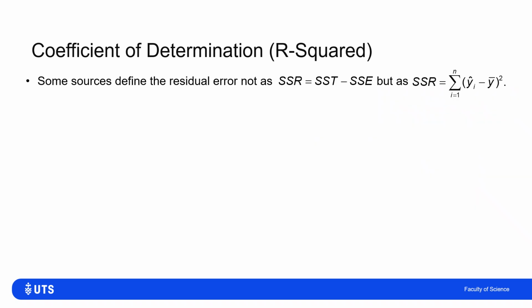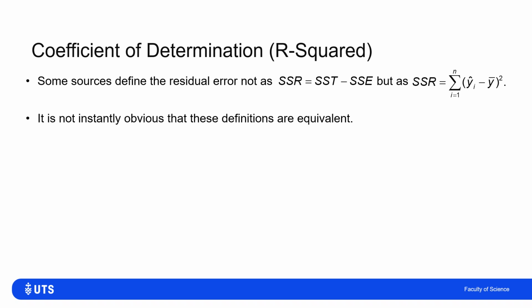Now, one thing I would say is you may see some textbooks or some other sources that define SSR not as the difference between SST and SSE, but as in fact the sum of yi hat minus y bar squared. Now, the definitions are the same, but it's not obvious that these two definitions are the same, at least not at first glance to me.